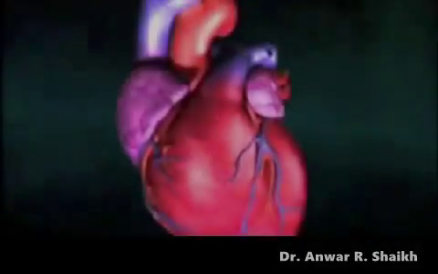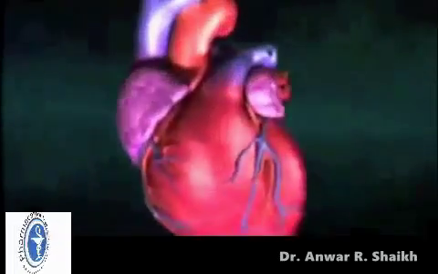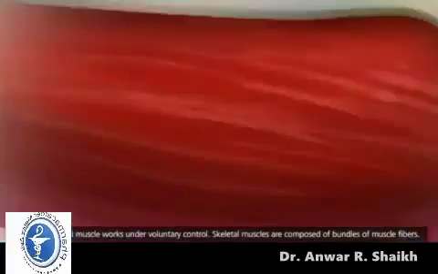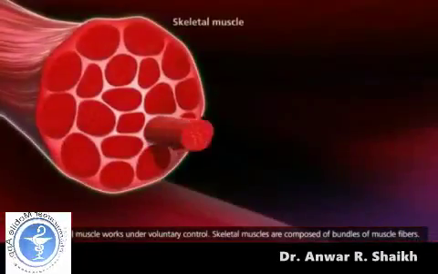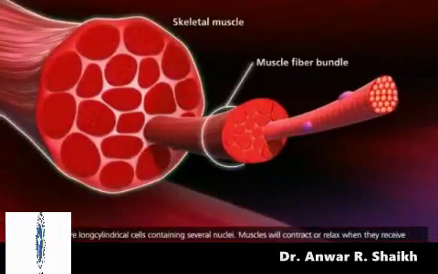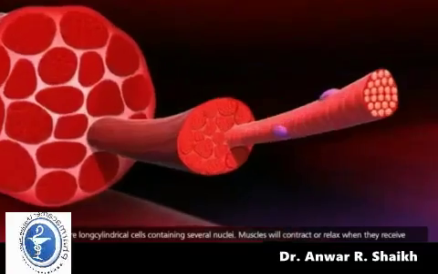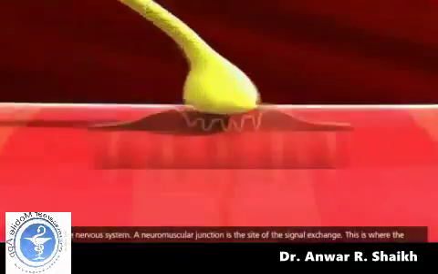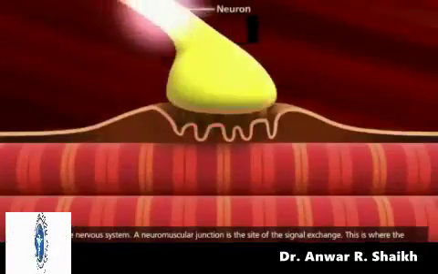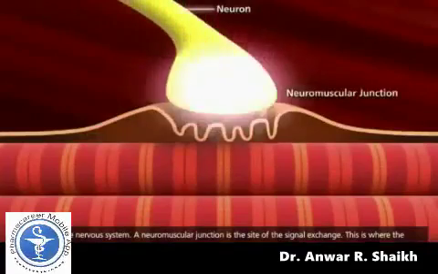We use muscles every day to do activities voluntarily or involuntarily. Cardiac muscle and smooth muscle tissues are involuntary, whereas skeletal muscles act under voluntary control. Skeletal muscles are composed of bundles of muscle fibers. Muscle fibers are long cylindrical cells containing several nuclei. The muscles will contract or relax when they receive signals from the nervous system.